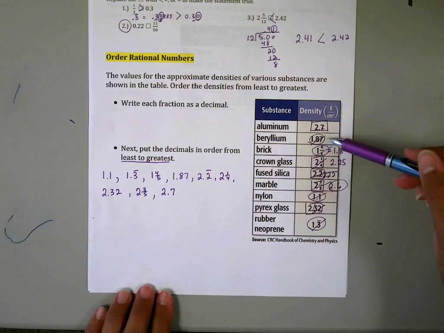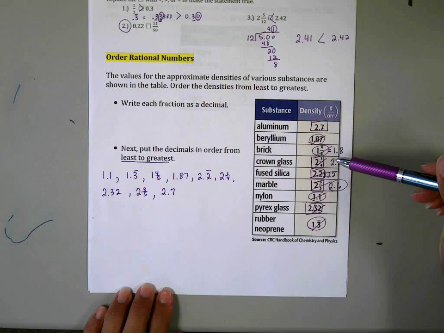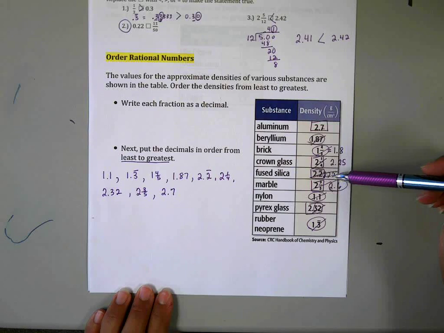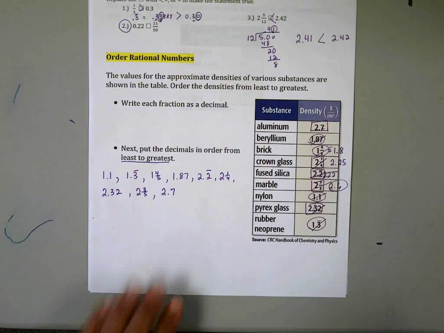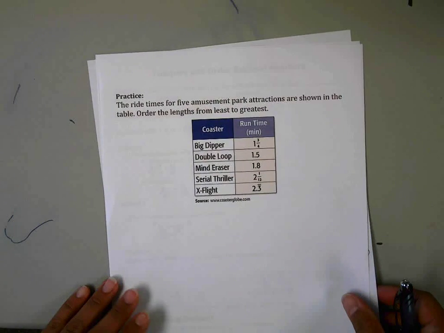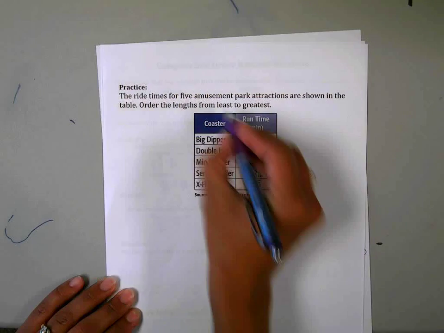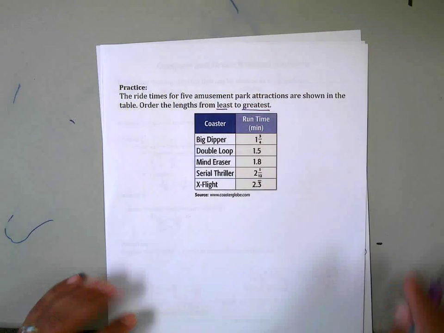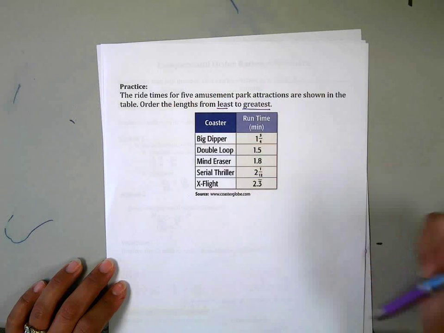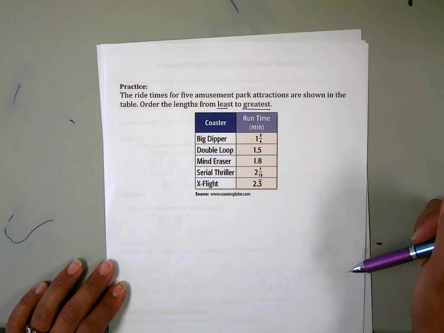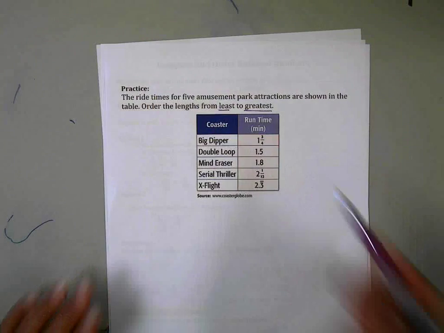So all we did was we put them all in the same format so that it would be easier to compare. And then we make sure and put them back in their original format. So the last problem is ordering lengths from least to greatest. So again, you're going to put them all in the same format and then write them in order from least to greatest. This problem will be checked in class tomorrow.